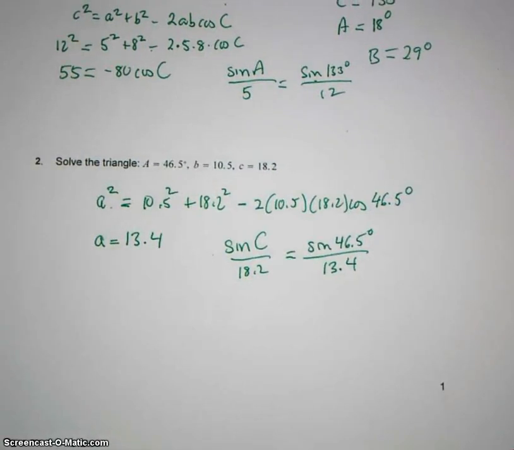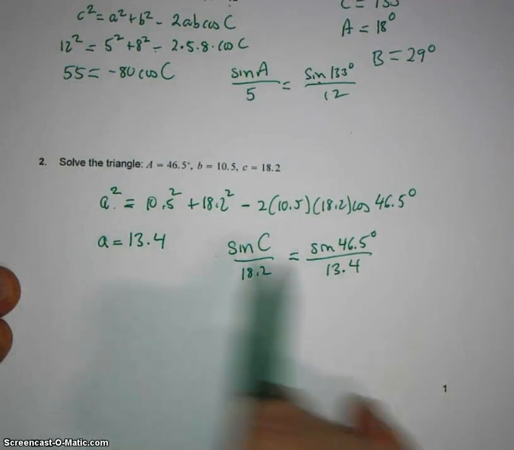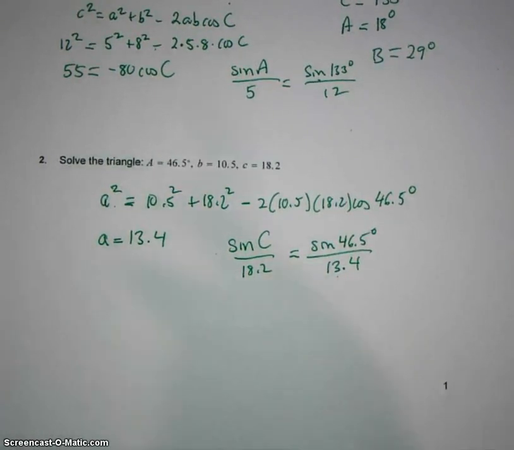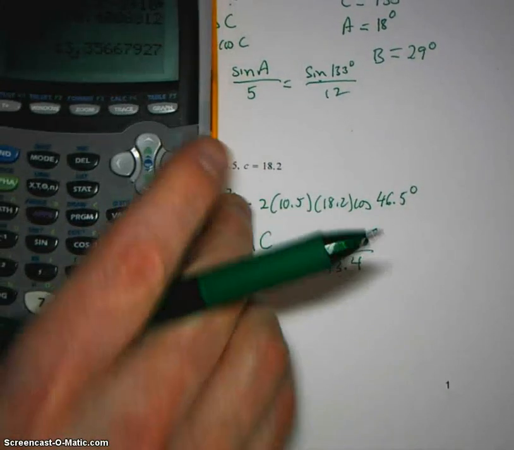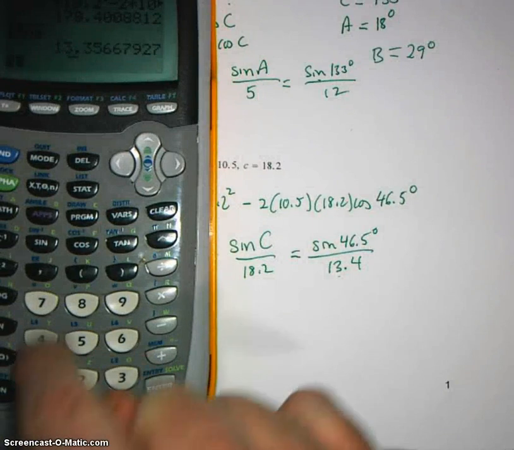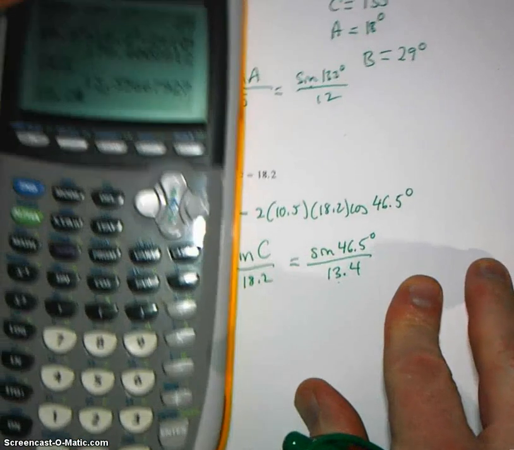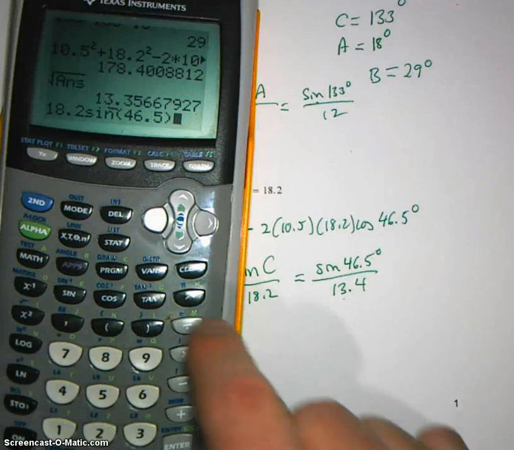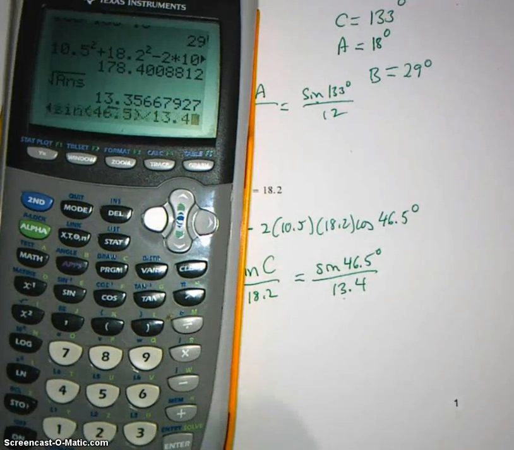And you might be thinking, the teacher has said multiple times that we shouldn't be using data that we figured out. But I also always say, if you can avoid it. In this case, we can't avoid it. We have to use this number. It's our only option, so we use it. So let's see, 18.2 sine of 46.5 divided by 13.4.